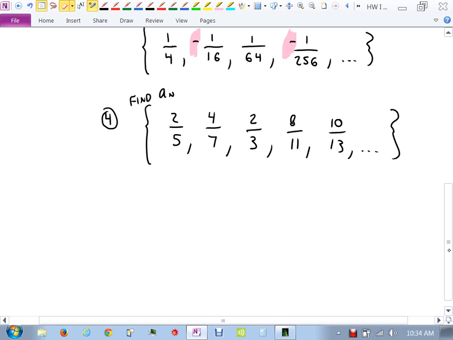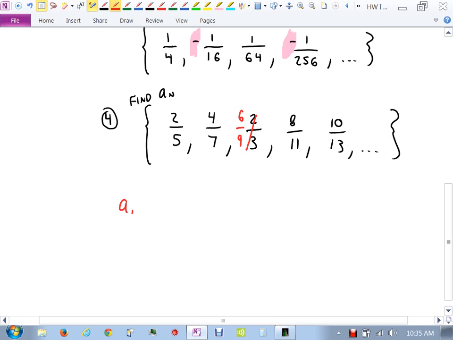It looks like even over odds except for that 2/3, right? But isn't 2/3 6/9? I tricked you. So the numerator's really 2, 4, 6, 8, 10. The denominator's really 5, 7, 9, 11, 13. Isn't it? I just reduced the fraction, which confused you.